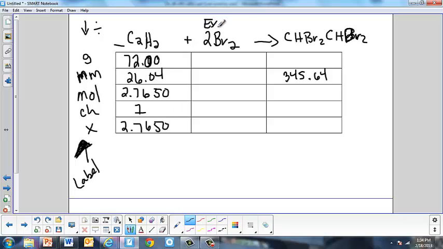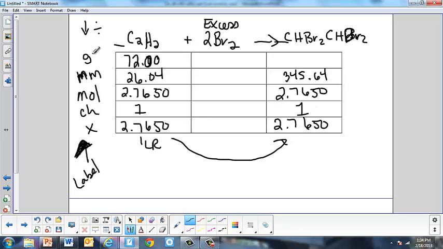Now, they told me I had excess bromine, so all that means is that this is automatically my limiting reactant, so this is the one I'm going to carry over here. So I've got 2.7650. Change again is 1. So my moles is also 2.7650. Remember, we divide going down the chart. Since we're going back up the chart, we're going to multiply. What I need to do on my calculator is take my 2.7650 and multiply it by 345.64.